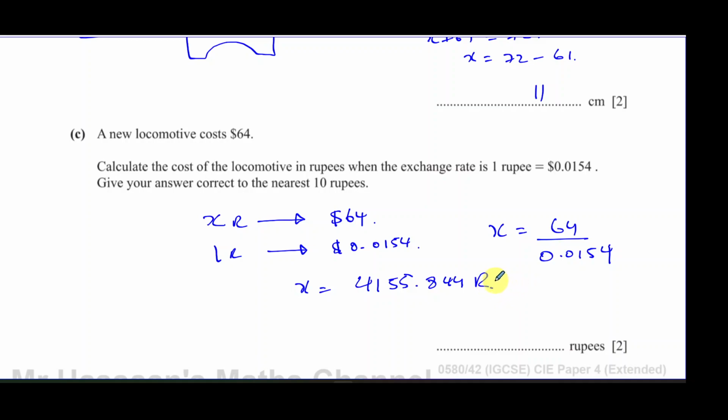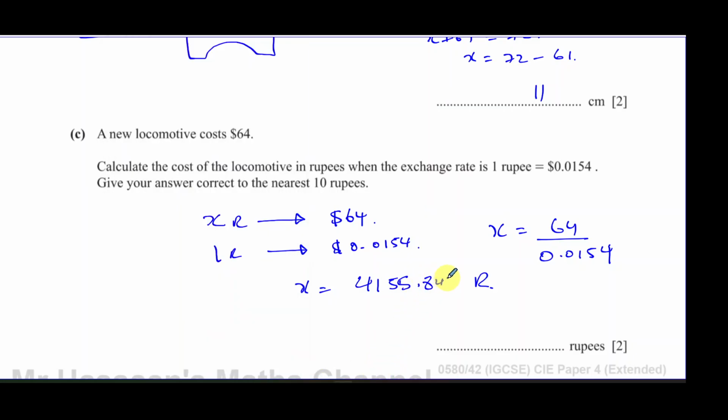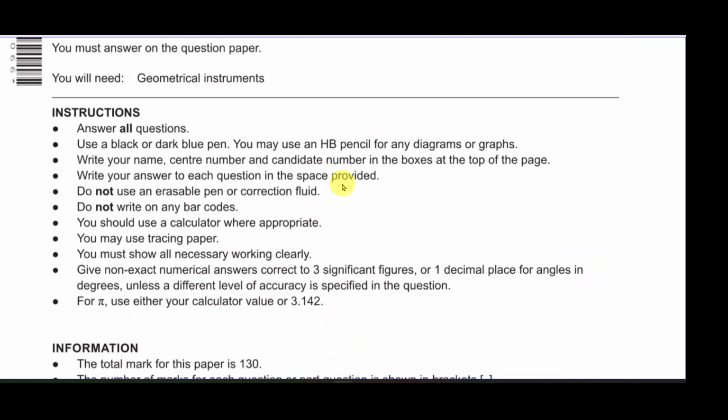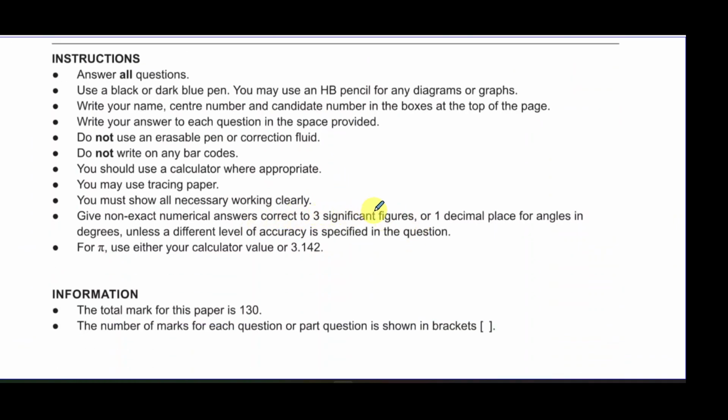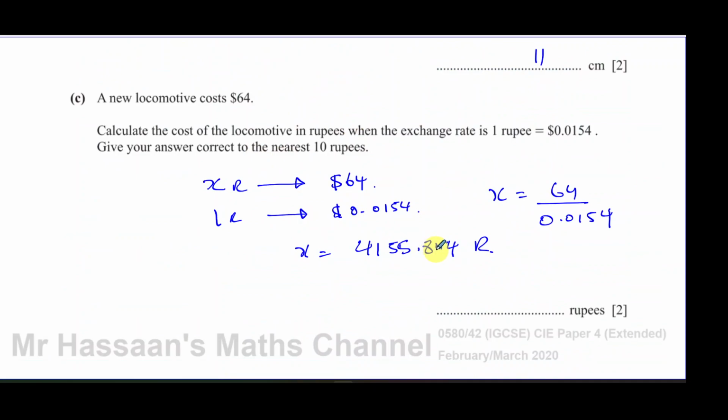Now, if this question did not state otherwise, we would have to round this to 2 decimal places because it is currency, it's money. Okay. Now, what I read out in the earlier part of this question is that non-exact answers should be given to 3 significant figures, or 1 decimal place for angles when the angles are in degrees, unless a different level of accuracy is specified in the question. Now, in this question, if it hadn't specified otherwise, it's currency. Currency is one of the exceptions to those rules.